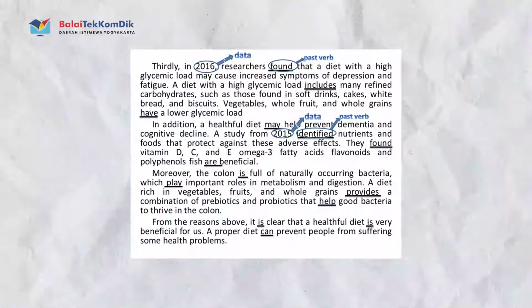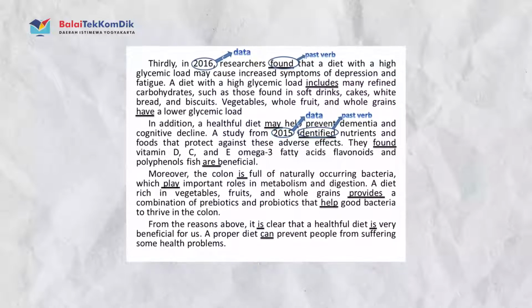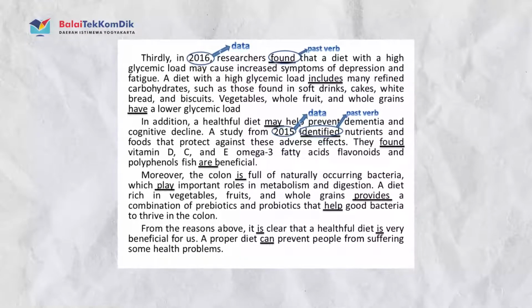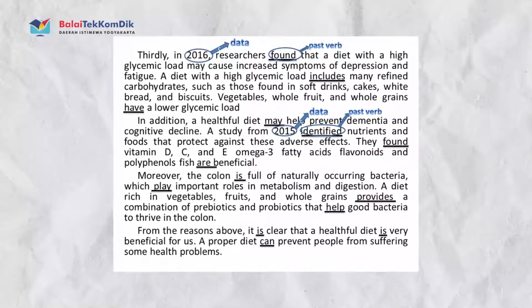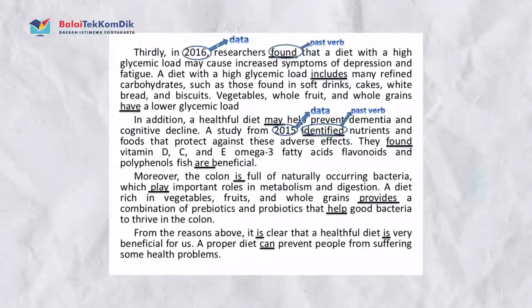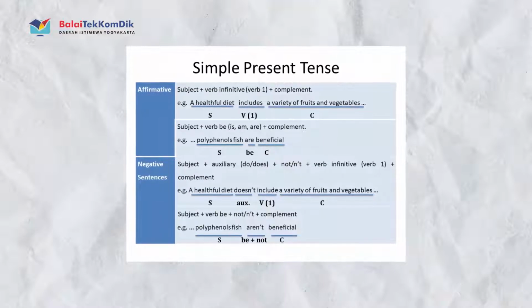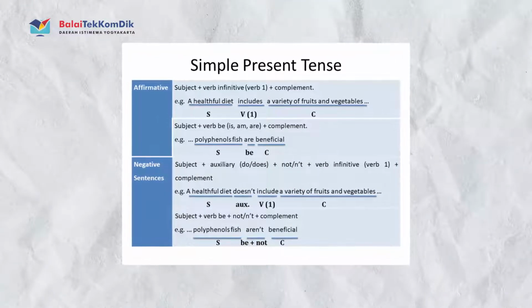To make it clear, let's review the rest of the text. Here are the verbs. Once again, we find some past form verbs such as found and identified, because they are data taken from the past, so the verbs should also be in the past form. But overall, the tense most used in analytical exposition text is simple present tense. So here is a table to ease your understanding.